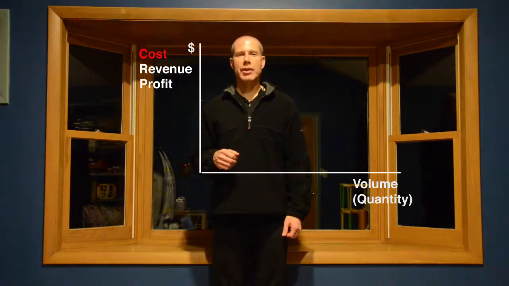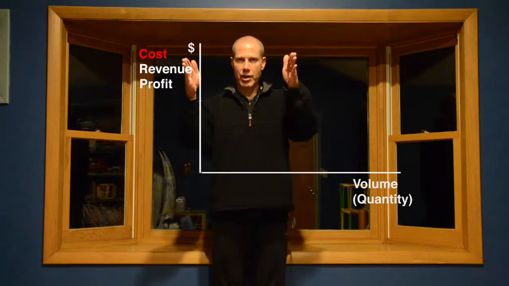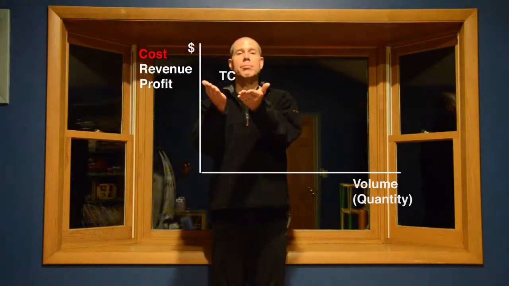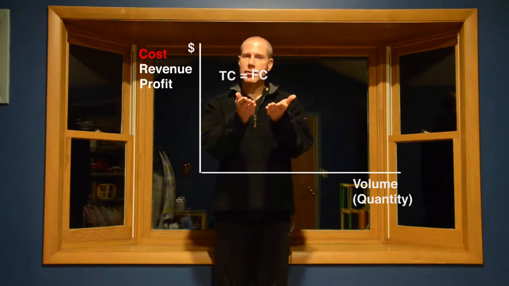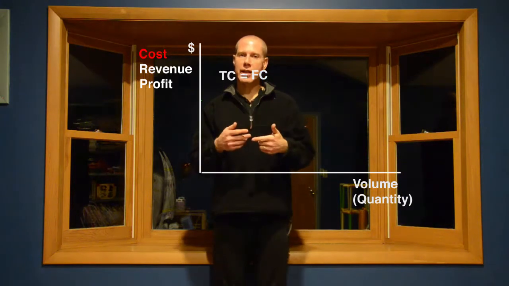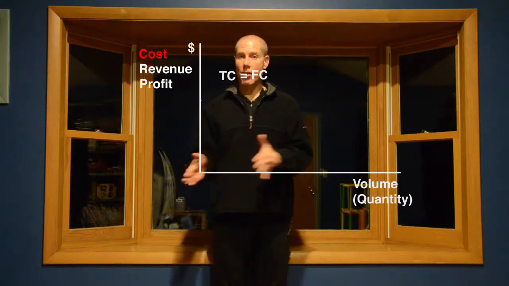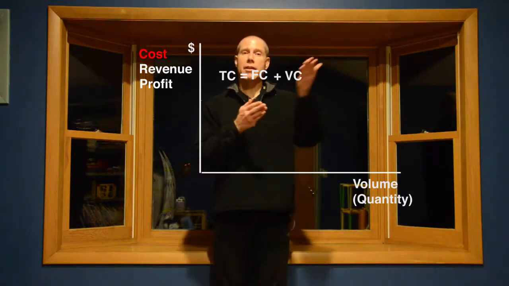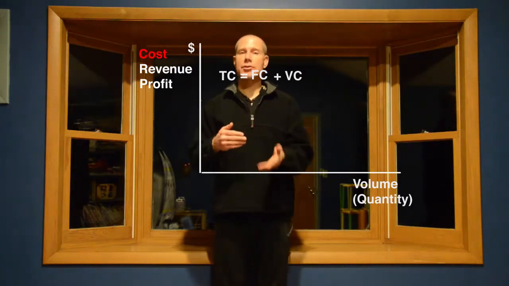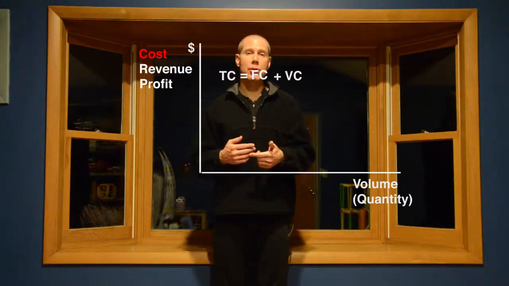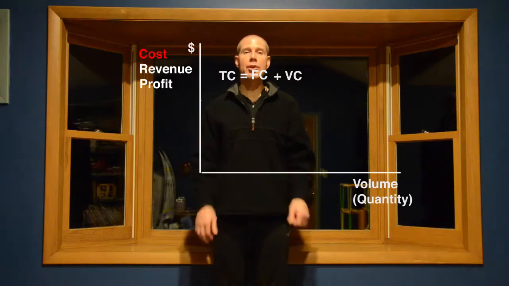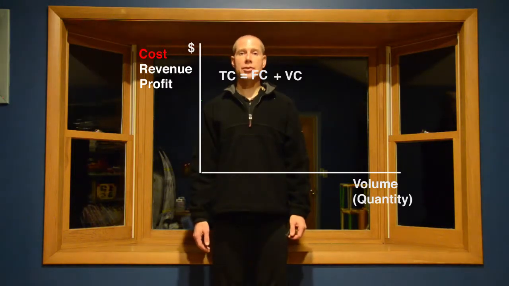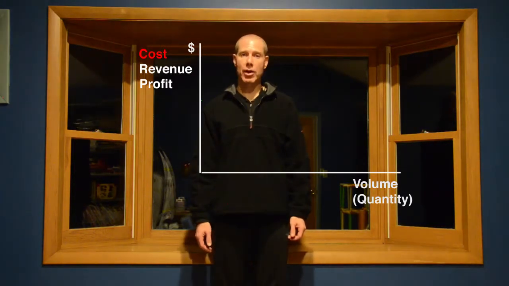Now, costs can be broken down into two parts. So we want total costs, or TC, is simply equal to the fixed costs, which are the costs that do not change with respect to the volume or quantity, plus variable costs, which are the costs that do change with respect to volume or quantity, or our decision variable that we're looking at. So total cost is simply fixed costs plus variable costs.